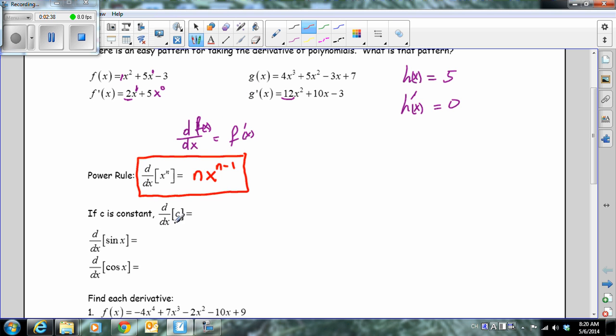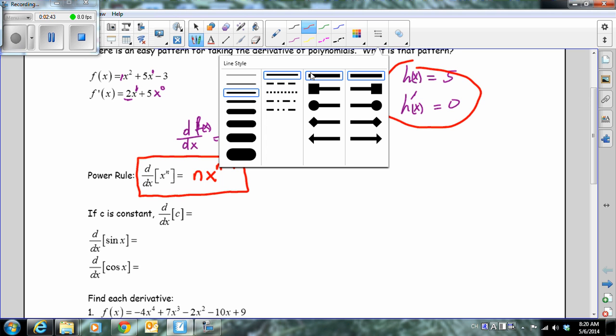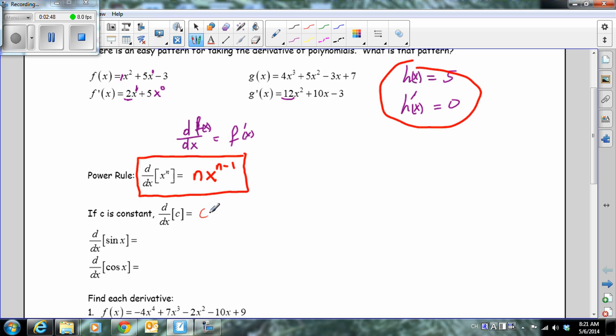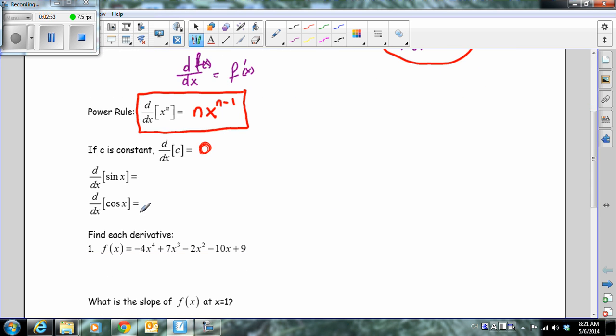If c is a constant, I guess I got a little excited, I'm taking you back to this. If c is a constant, you will say the derivative of a constant with respect to x is always 0. Always. So here's the next one. The derivative of sine of x with respect to x is cosine of x. And the derivative of cosine of x with respect to x is the negative sine of x. Must know. That will make your life way easier if you know these by heart.